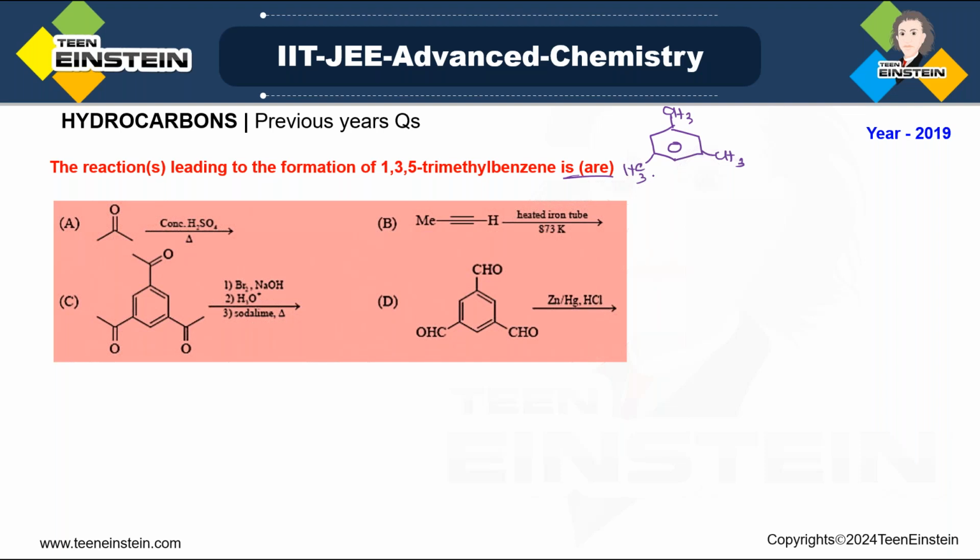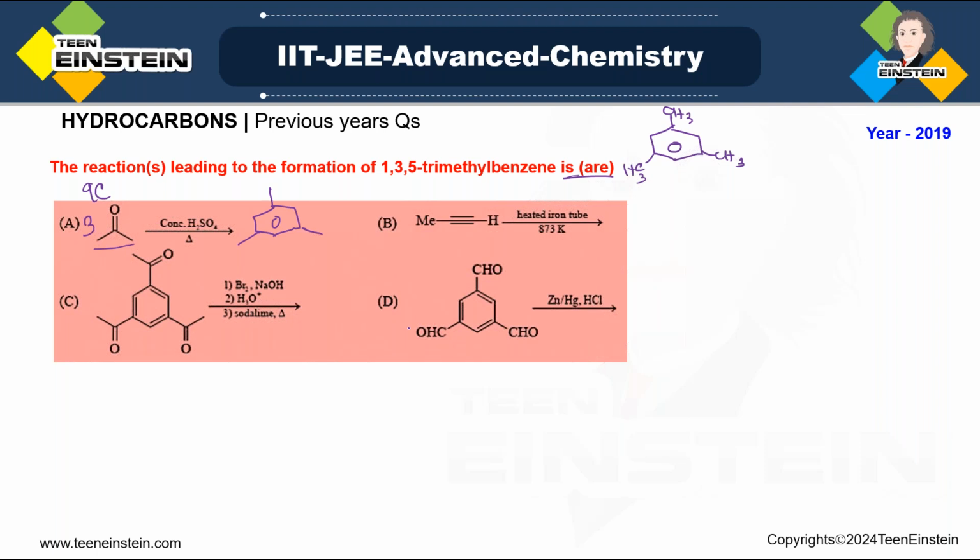Now the first option is given acetone in presence of concentrated H2SO4 and heat. Now if you take 3 molecules of acetone in presence of concentrated H2SO4, there is actually formation of 1,3,5-methyl substituted benzene. Look at the carbon number. 3 molecules of acetone, in one molecule you have 3 carbon, that means total 9 carbon should be present in the final product, and that is what we are getting also: 3 methyl and benzene ring 6 carbon, 3 methyl, 3 more carbons are there. So this is 1,3,5-trimethylbenzene that we will get from the first option.